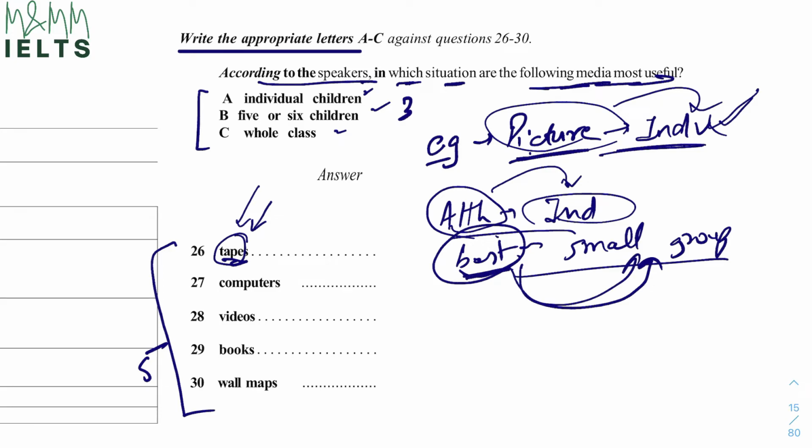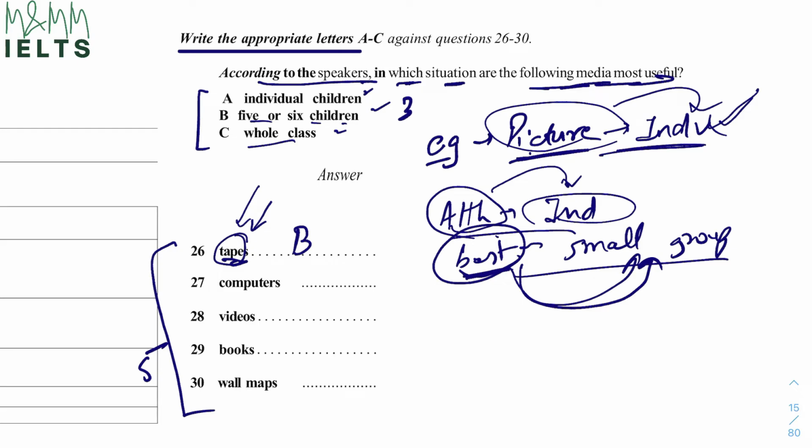So individual is a wrong option for this. Whole class, he did not say whole, he said small group, which is going to be 5 or 6 children, small group. So answer for 26 would be B. Let's do the next one, computers. Again, the questions would be in sequence. I think they're better with small numbers of children, and they're hardly ever useful with a whole class.